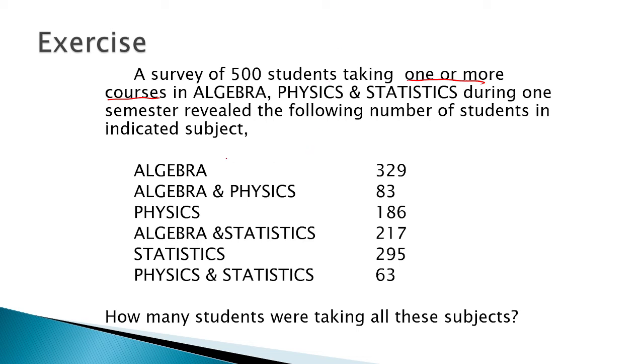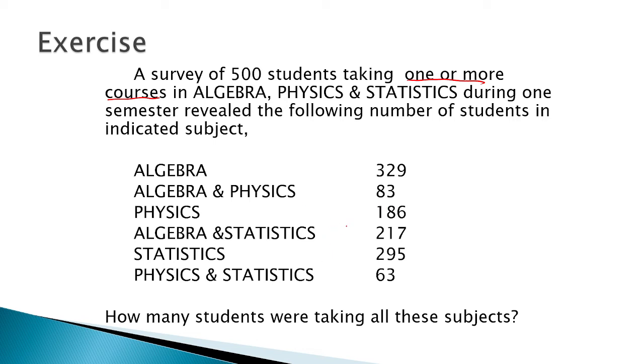Kasi hindi naman yan na, yung 329 na to, algebra lang kinuha niyan, hindi na kumuha ng physics at statistics. Hindi ganun yung sabi sa problem. So, meaning, itong 329 na to, there's a possibility na lahat ng 329 ay kumuha din ng ibang subject. No? So, hindi necessarily na algebra lang yung kinuha nila. Meron lang silang algebra, pero hindi natin alam kung may physics or statistics sila. So, ganun din with the other given.